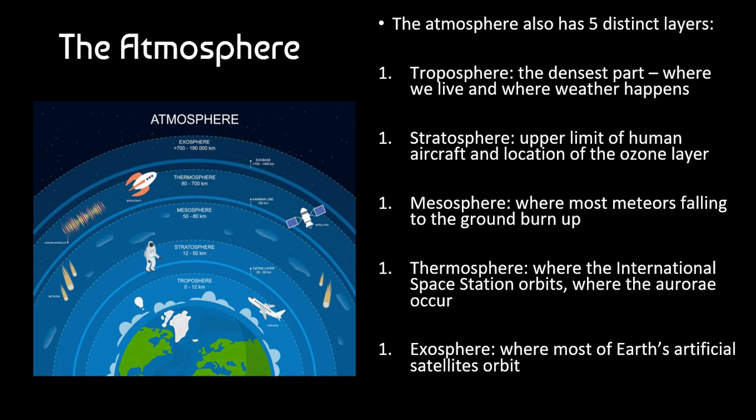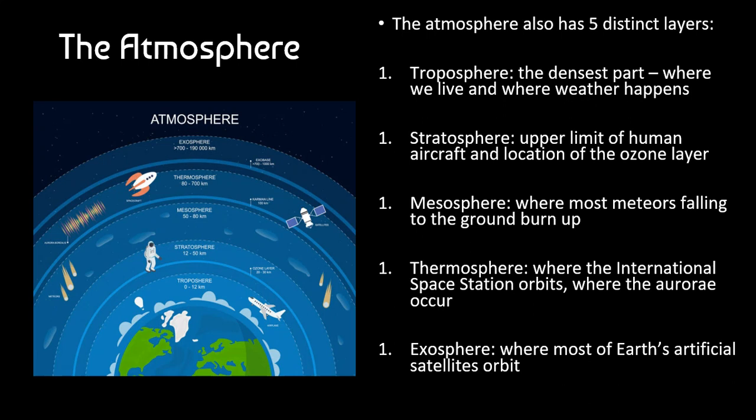Beyond that, we have the thermosphere, and this goes out to around 700 kilometers. This is where the International Space Station orbits, and where the aurorae, the northern and southern lights, happen.